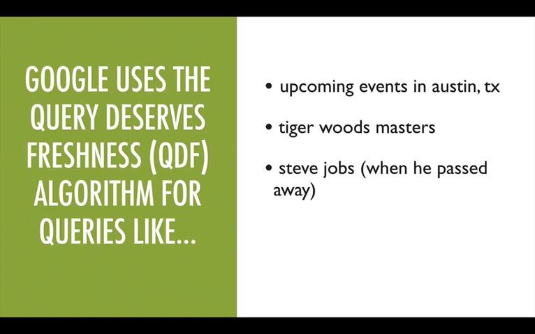So people wanted to know what happened. They wanted to know the news. They wanted the most fresh content about Steve Jobs. And so what happens is Google turns on this query deserves freshness algorithm, and they start serving the most fresh content about a particular subject.